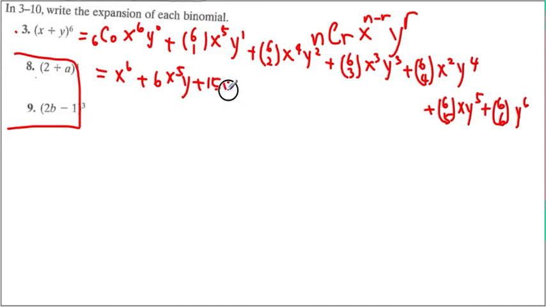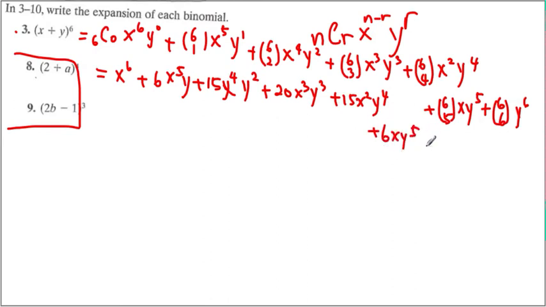So 15 x to the fourth and y squared. Next one here, we end up getting 20 x cubed y cubed, and then this one is equal to this one. Here we end up getting 15 x squared y to the fourth power, plus this becomes 6xy to the fifth power, and plus here becomes y to the sixth power. And all these coefficients, you guys can do by using your calculator. All right, let's look at number 8.